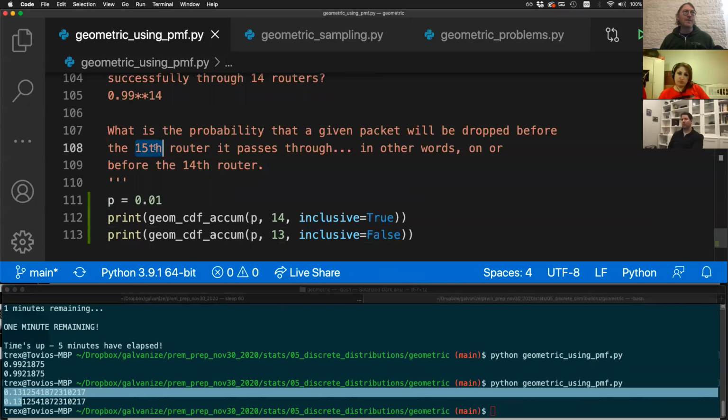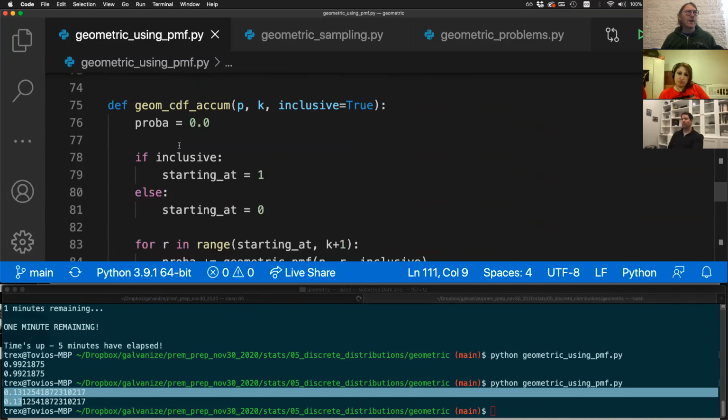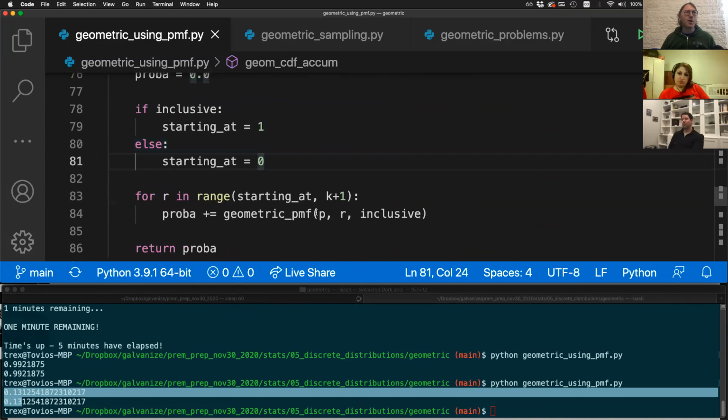Like maybe we're thinking about the 15th router as being some sort of terminal point that, you know, represents the destination. Maybe it's not a router at all. Maybe it's a computer. So this is right. Here's an accumulator approach to solving this.